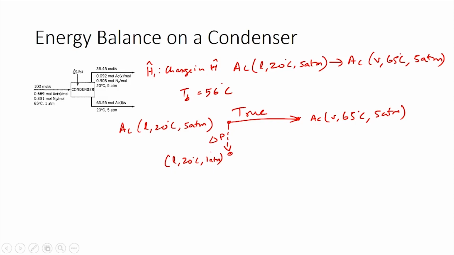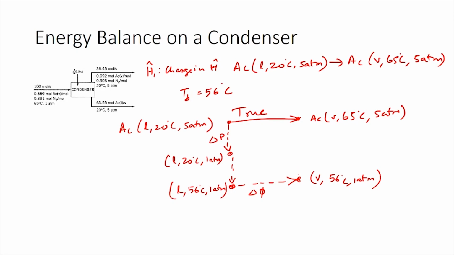The next step is to increase the temperature so that it reaches its boiling point. So, here it goes to liquid at boiling point, which is 56 degrees Celsius and 1 atmosphere, and from this it gets converted where the phase change happens. So, you have delta phi, where only phase change happens, to get to vapor at 56 degrees Celsius and 1 atmosphere.